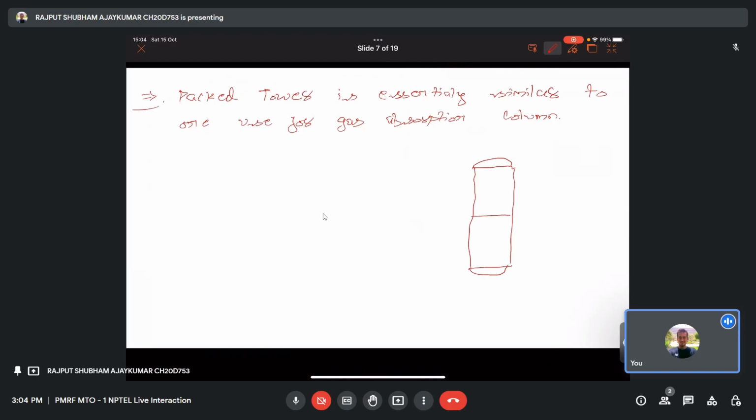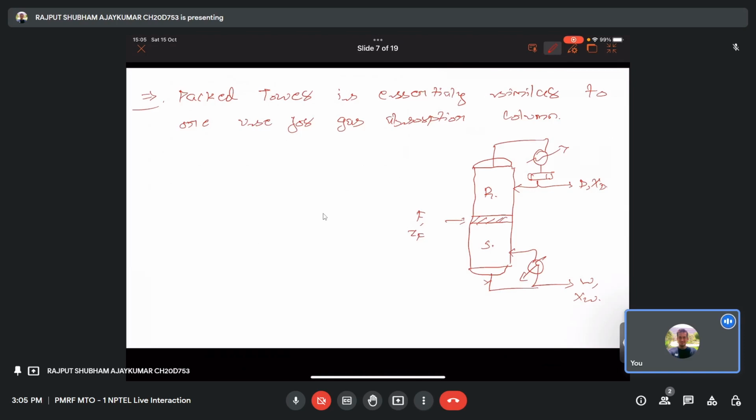So suppose this is the feed tray, you can say location F, with feed F and composition Z_F, and this is the rectifying section. Here there will be a condenser and a reflux drum. Half a portion is reflux and half is taken out as distillate, D with composition X_D. This is a boiler, this is the vapor, and this will come out as residue, W, with composition X_W. And this is the rectifying section, and this is the stripping section. This is how the design is.